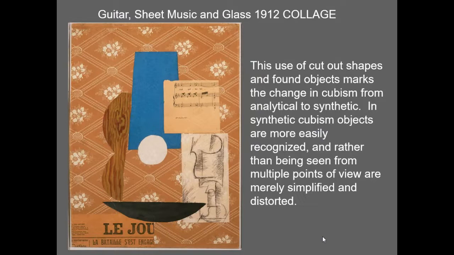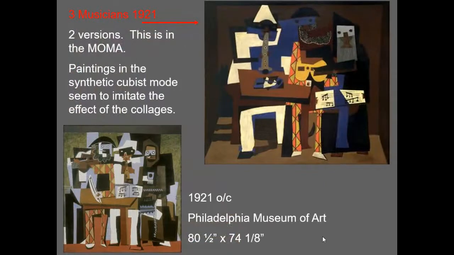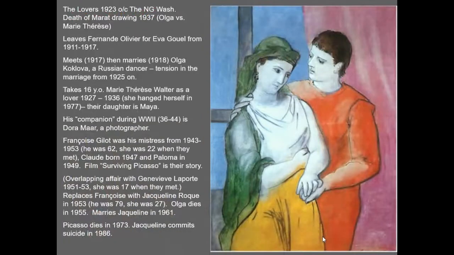This piece is a guitar as well, but it's made of cut and pasted paper, and it has the suggestion of texture from a piece of wallpaper to imitate the texture of wood grain. That leads us truly to synthetic cubism, and these two pieces are both on the same subject. The painting of this clearly is the synthetic style. It's painted, but it looks like cut and pasted paper.